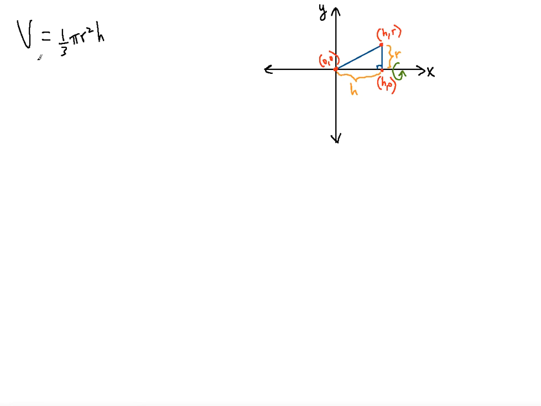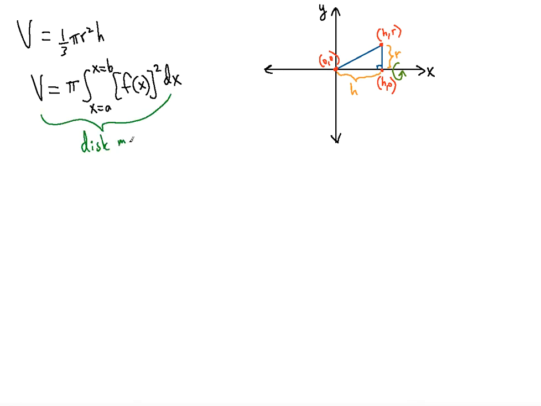And why we're looking for the function of x? Because using the disk volume of rotation method, we know that the formula is pi, the integral from x is equal to a to x is equal to b, squaring the function of x dx, right? That's the formula. So that's the disk method formula for volume.